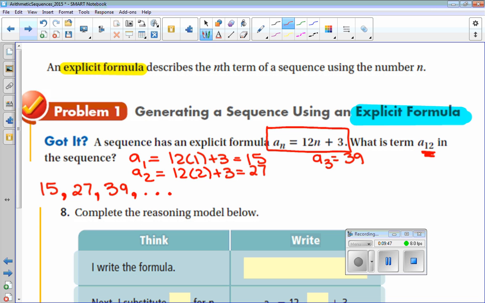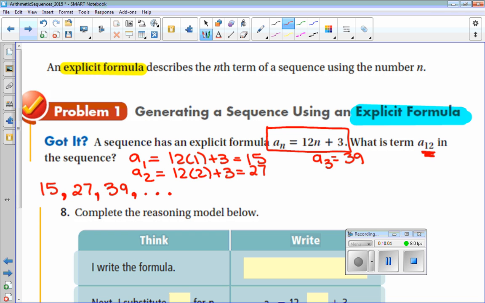12, right? You see that? The common difference is 12 every time. Notice that's what number is there. That's not a coincidence. I could, but I don't need to because I'm just finding the 12th term.